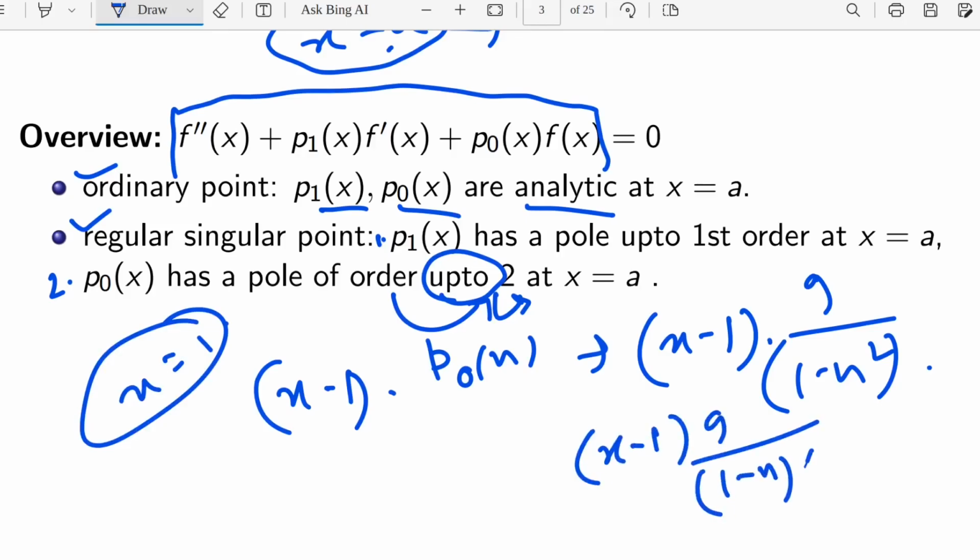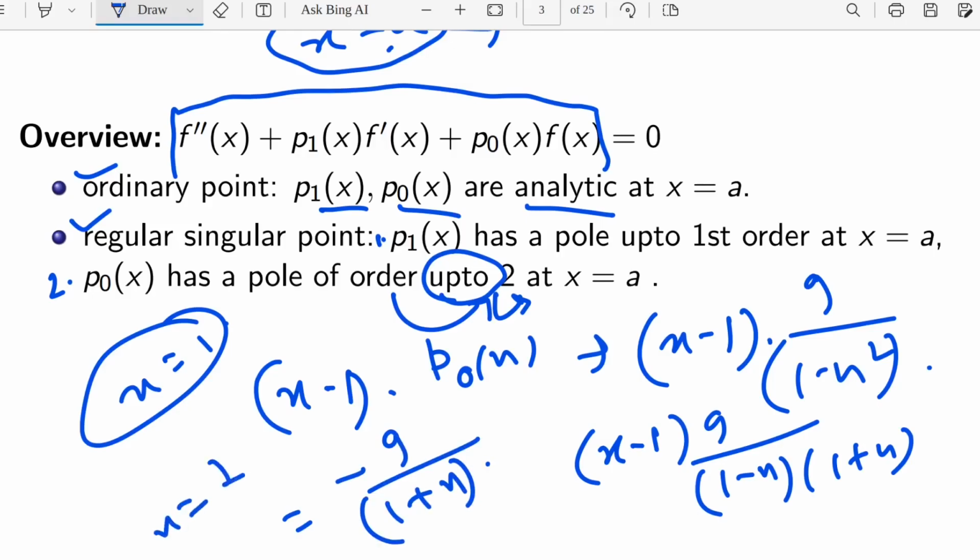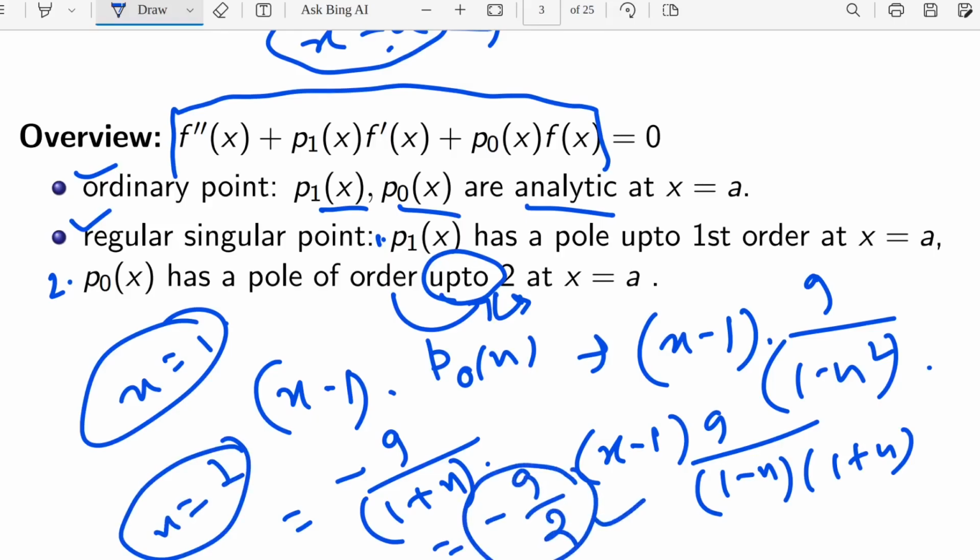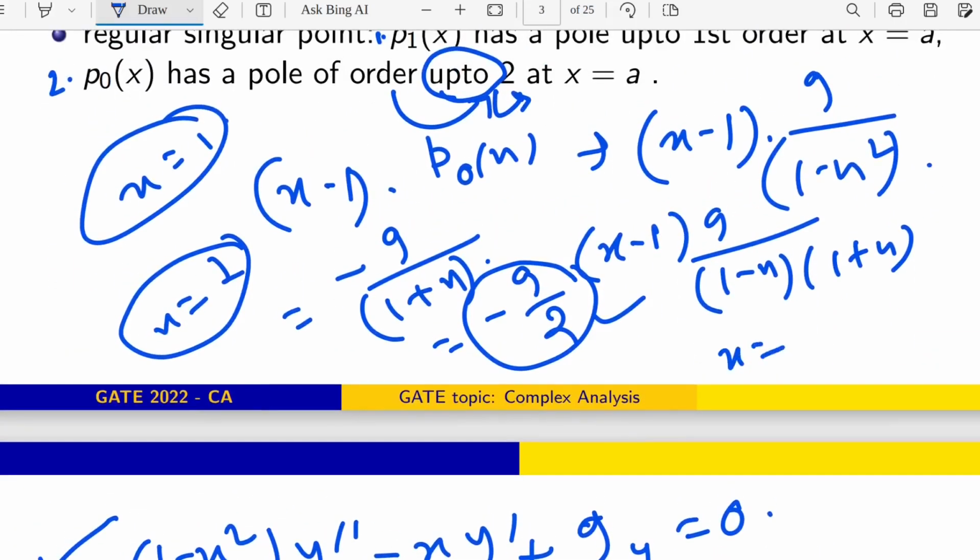1 minus x, 1 plus x, right? And there will be, let's say, minus 9 by 1 plus x. Then if you put x equals 1, what is the value coming here? Minus 9 by 2, which is again a finite value, right? Now coming to the x equal to minus 1 case. For that, x plus 1 divided by 1 minus x, 1 plus x. So 1 plus x will cancel out. Then 9 by 1 minus of minus 1, that means 9 by 2, which is a finite value.